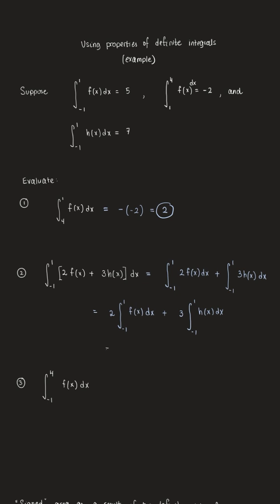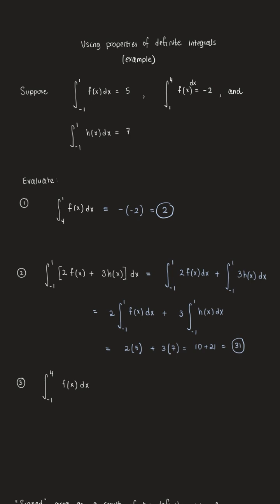And we have some information about the integrals that are here. We know that the integral from -1 to 1 of f of x dx is 5. So this will be 2 times 5 plus 3 times, and the integral from -1 to 1 of h of x dx is just 7. So this is 10 plus 21, or a total of 31. This was really just to show you how we use those linear properties of the definite integral.